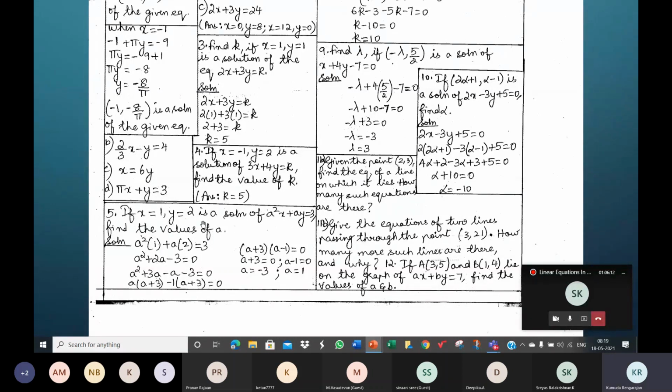So if x is equal to 1, y is equal to 2 is a solution of this equation, find the value of a. So do you think this one is a linear equation, children? Please answer that first. A squared. Is this linear? No, ma'am.